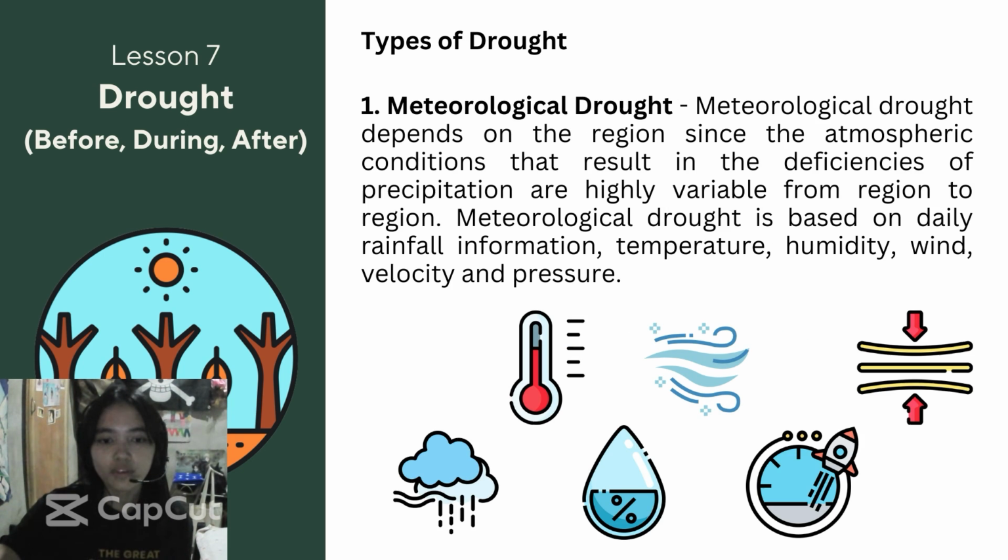And then let's proceed to the 4 types of droughts. So, the first one is the meteorological drought. Meteorological drought depends on the region, since the atmospheric conditions that result in the deficiencies of precipitation are highly variable from region to region. It is based on daily rainfall information, temperature, humidity, wind velocity, and pressure.